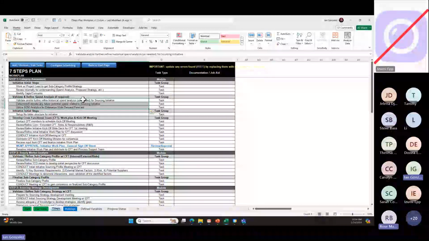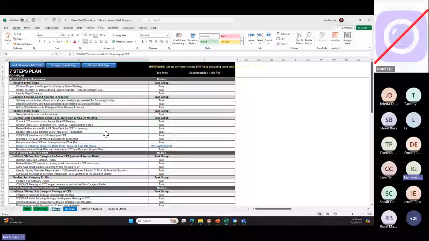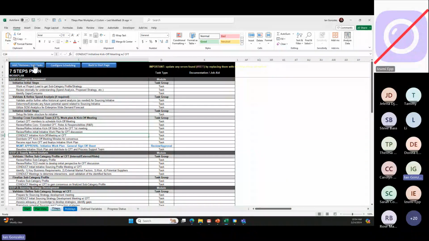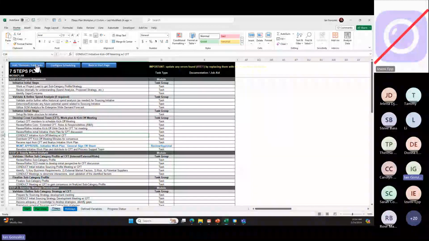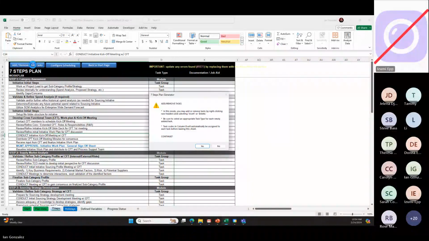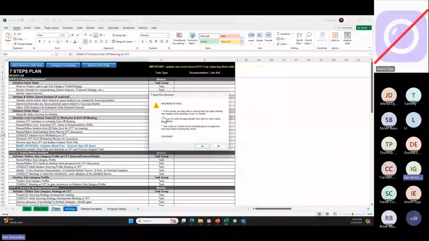And this tool allows you to modify this in any way you want. You don't have to use my words. So let's say you want to change these things. You click this button called Add, Remove, or Edit Tasks. This is macro-enabled, so like the other tools, make sure macros are working. If you click it, there's a message that says, in this mode, you may add or remove tasks by right-clicking the row header and selecting Insert or Delete. Just add rows to a table, essentially.